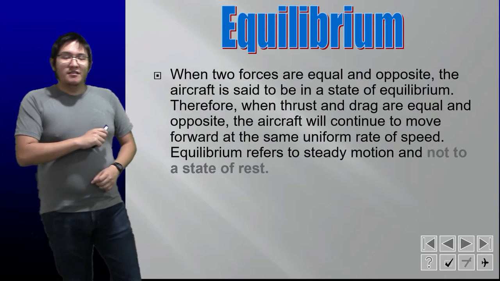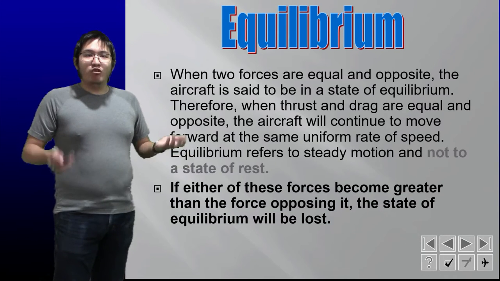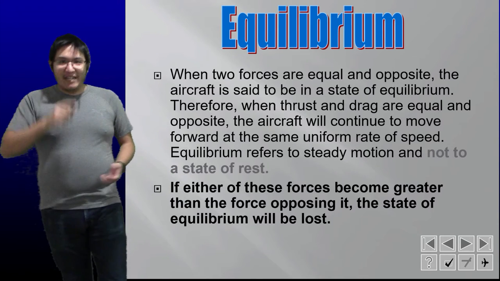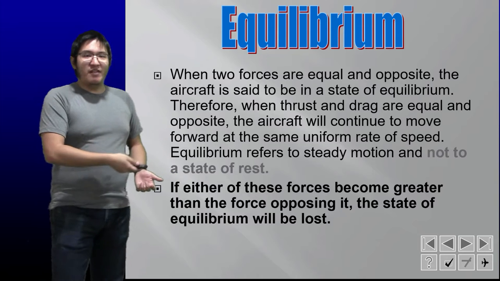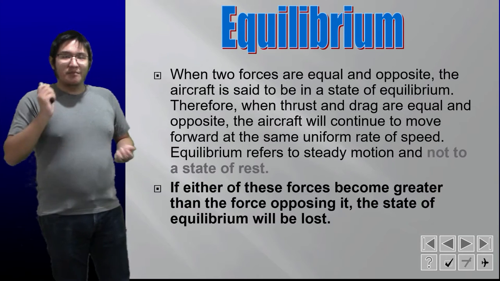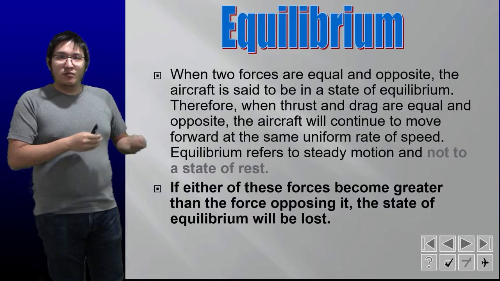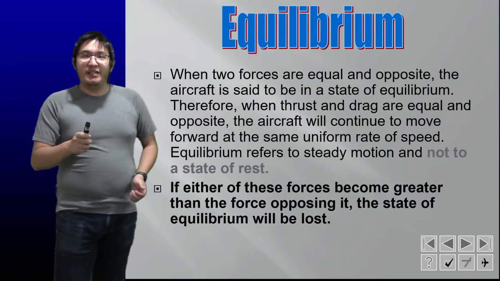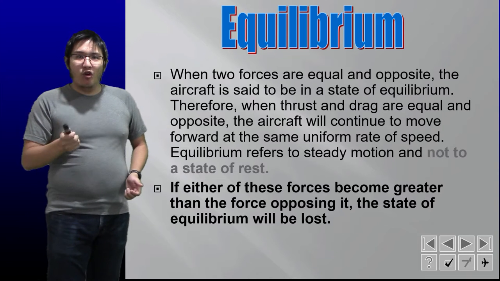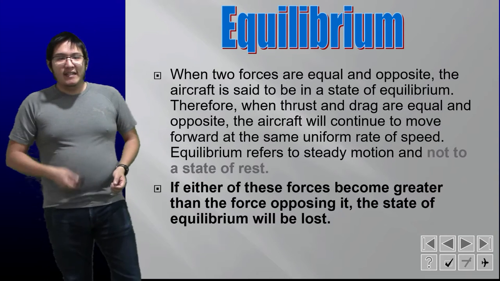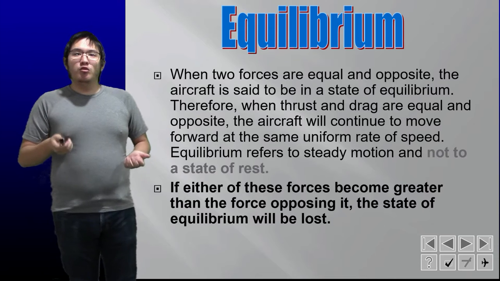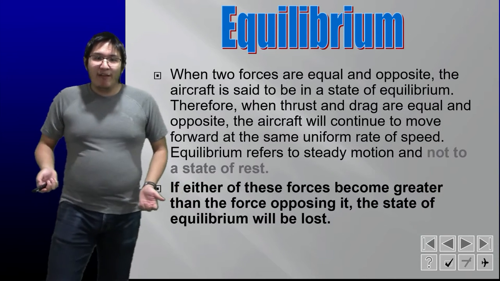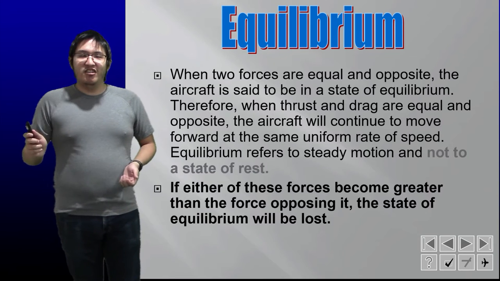Equilibrium. So when two forces are equal and opposite, then the aircraft is said to be in a state of equilibrium. So for example, let's say we have thrust and drag. They're both opposite, right? Now if they're both equal, then the aircraft will continue to move forward at a uniform rate of speed. It will not accelerate or decelerate. Equilibrium here refers to steady motion. For the purpose of this course, however, a state of rest is not considered equilibrium.